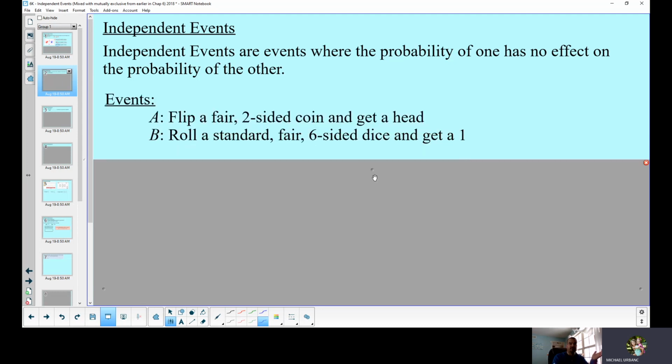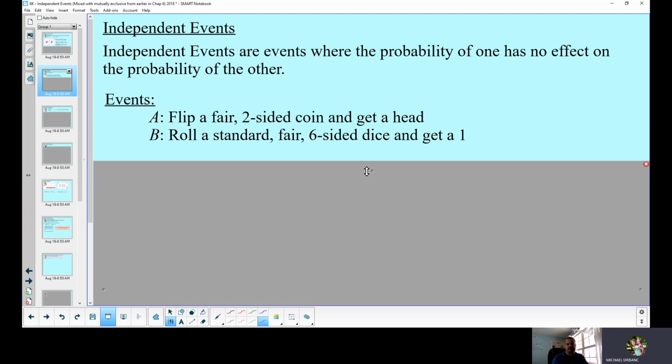A very, very simple example of that is, what if I give you two events? Event A is flipping a fair two-sided coin and getting heads. And event B is rolling a standard six-sided die and getting a 1. So those two things, if you did them at the same time, you could flip a coin and roll a die, and those events could occur at the same time, but the probability of one is not going to impact the probability of the other. And don't try to create situations where, oh, well, what if I flip the coin and roll the die and the die hits the coin and causes it to flip?